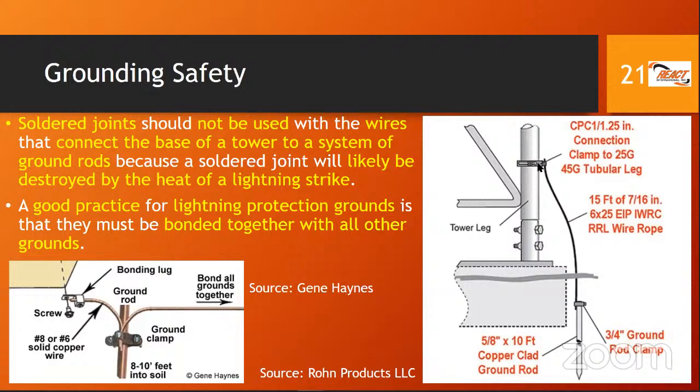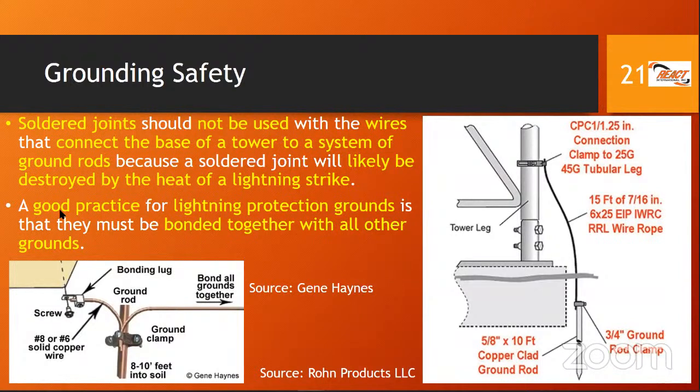Next, you want to have a nice, sound mechanical connection here. So don't use solder joints when you are grounding. We say that solder joints should not be used with the wires that connect the base of the tower to the ground rod, because the solder joint will likely be destroyed by the heat of a lightning strike.